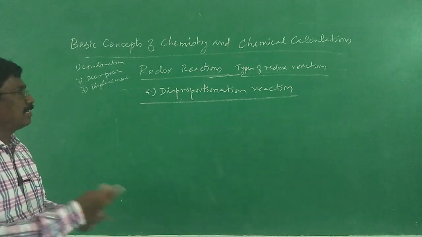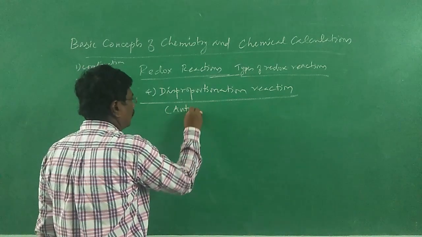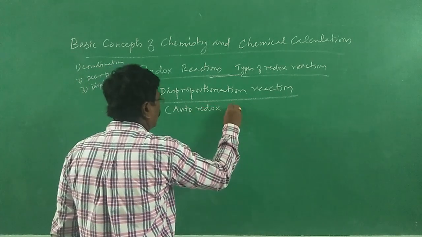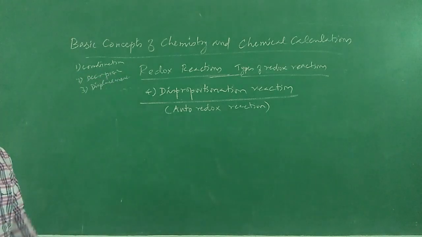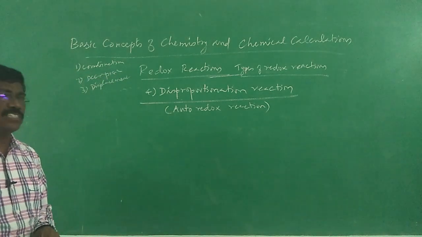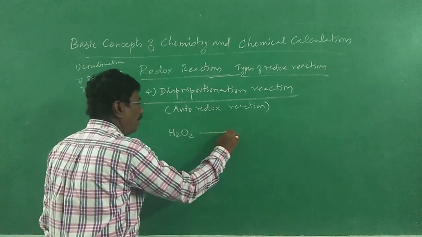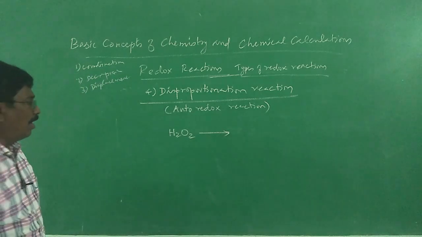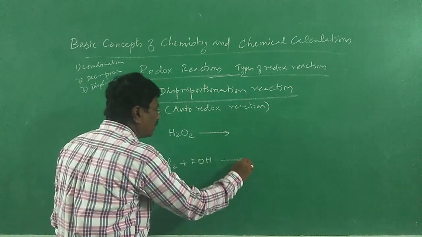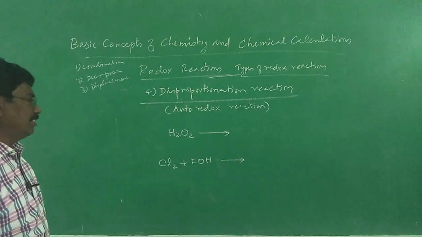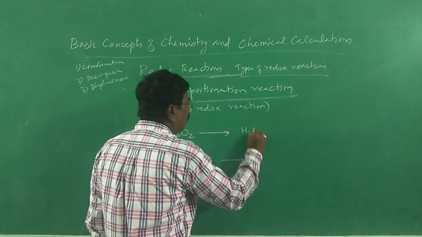Autoredox. Autoredox reaction. Within itself, therefore we say disproportionation or autoredox reaction. When hydrogen peroxide gets decomposed, or when chlorine is made to react with potassium hydroxide, in both the cases autoredox type or disproportionation reaction takes place. When hydrogen peroxide is decomposed, it gives water and oxygen.